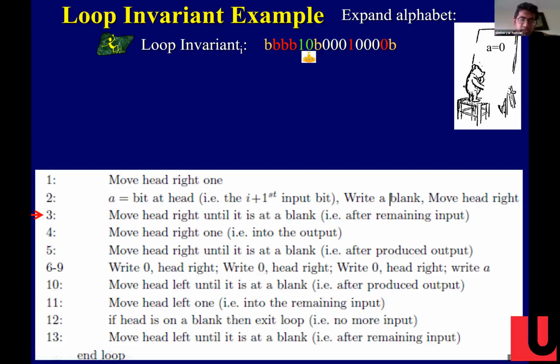So now you just keep moving until you find another blank? Yeah. So what's line 3? Line 3 says move the head right until it is at a blank, and then I give you a little extra, i.e. after the remaining input. So this is the remaining input, and I'm going to move right until I get to this blank. So move right until you get to a blank. All right, so let's do that.